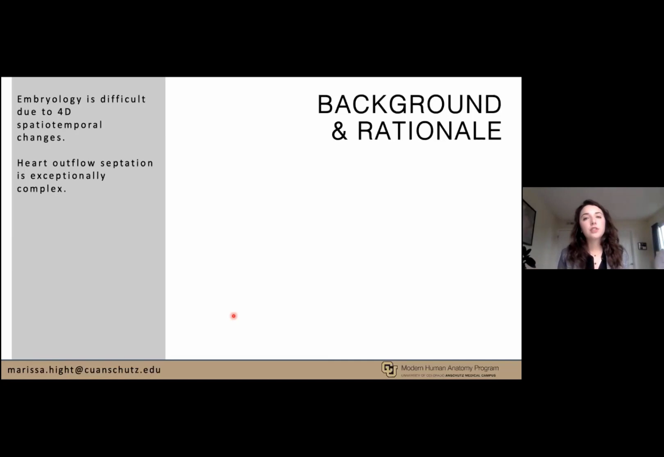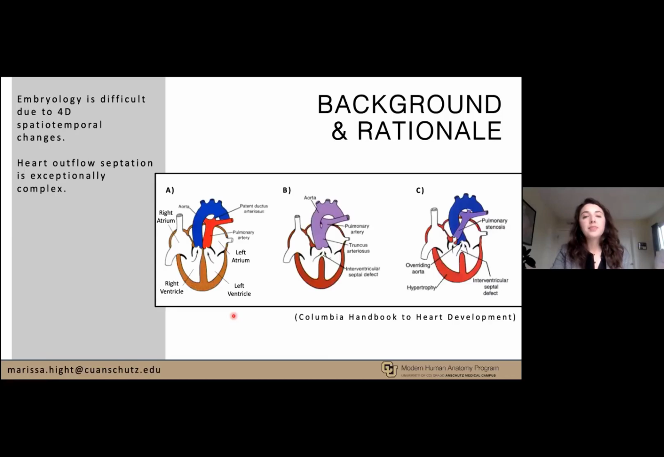This project is focusing specifically on a conotruncal septum, which is the septum that separates the ventricles as well as starts the framework for the aorta and the pulmonary artery. And this is this teeny little area right here. This area has to take a perfect 180-degree turn in order to properly form all of these structures. Therefore, it's extremely important in congenital heart disease, as this septum, if it doesn't form properly, can lead to a lot of different clinical cases that will affect the person's life.